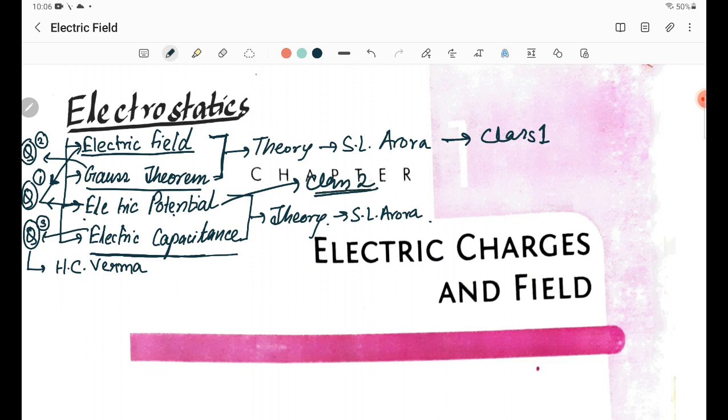And after the first class and second class, we will solve the question answers. Electric field potential question answers, that will be class 3, Gauss theorem class 4, and class 5 will be on electric capacitance, the theory of electric capacitance, and the question answers will be class 6. Okay, is this clear?